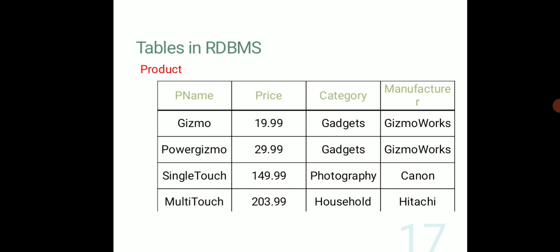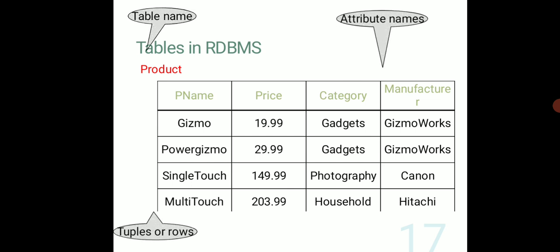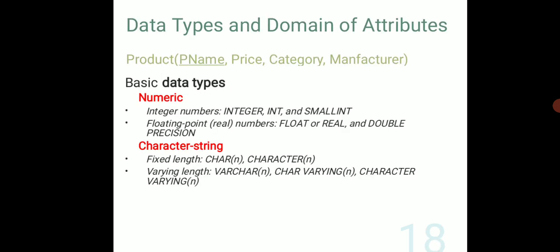Product details are displayed: product name, price, category and manufacturer. There are lots of product names, and then their corresponding price, category and manufacturing details are displayed. Here this is your table name. This is a table row, for example multi-touch 203.99 household Hitachi. A horizontal line is called a tuple or row. Each column is called an attribute. Product name is one attribute, price is one attribute, category is one attribute, manufacturer is one attribute. So this is a common table in an RDBMS.